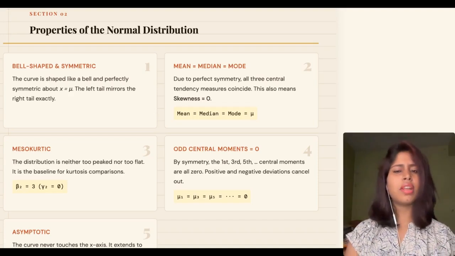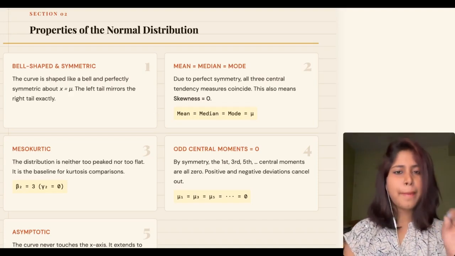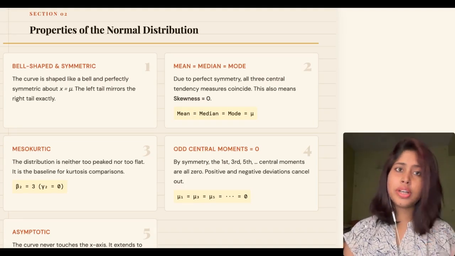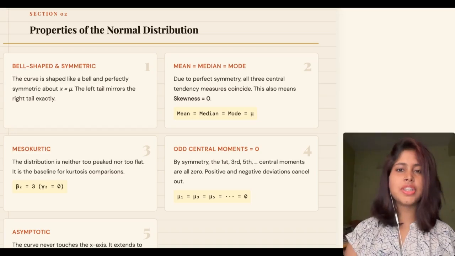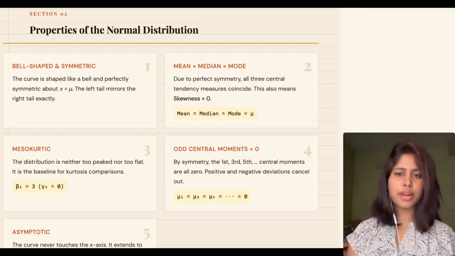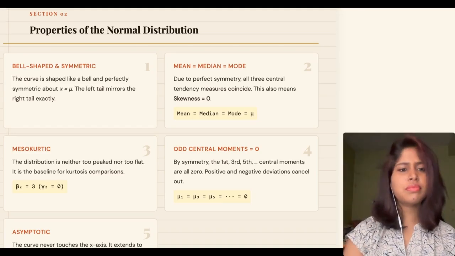Okay, these are side notes which I wanted you to remember, because these things we learned in semester 1. For the normal distribution, beta 2 is equal to 3. This is called mesocurtic. And what is mesocurtic? That is a baseline. That is not too peaked, not too flat. Okay, right in the middle.